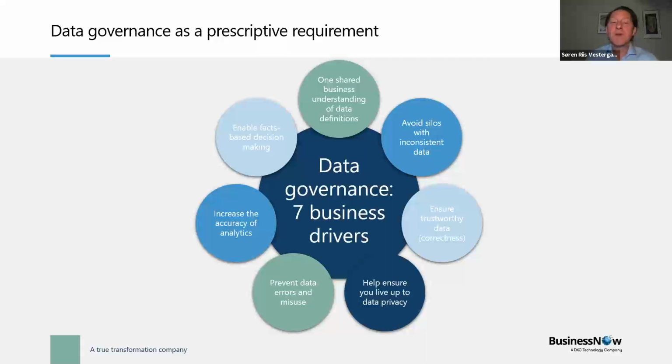We should also use governance because we want to avoid silos with inconsistent data. One part of the organization is registering some data in one way, and another part is using the same tables, but registering using a different, let's say, de facto standard. So one is understanding, the second is how we actually record and register data. By that, we can ensure trustworthy data, correctness, completeness.